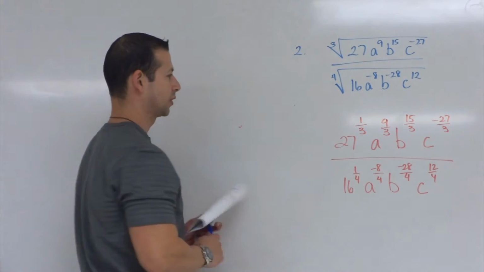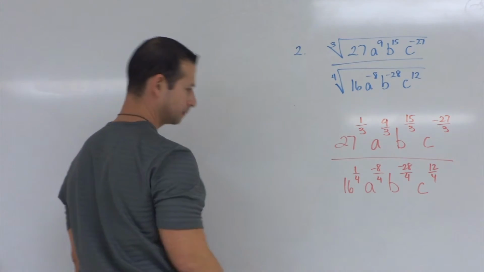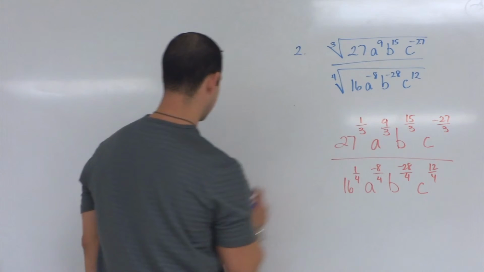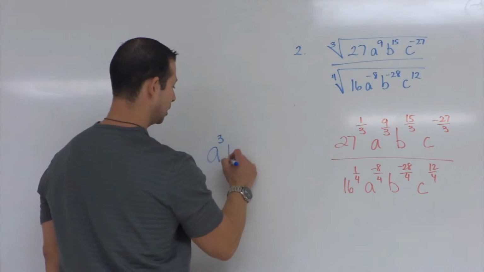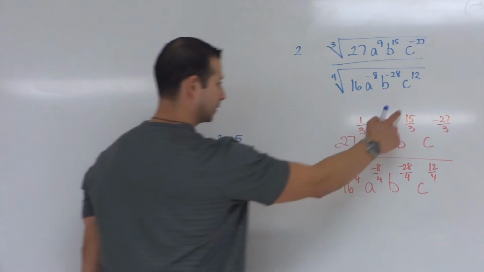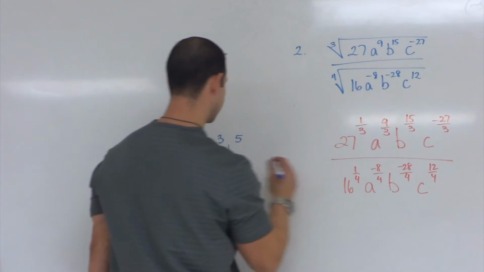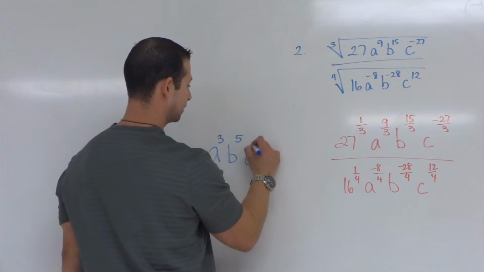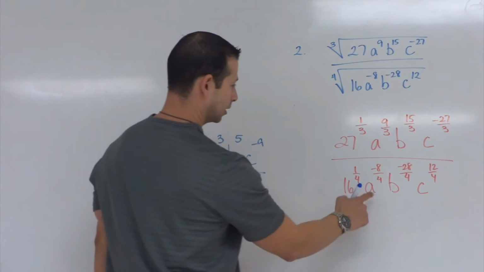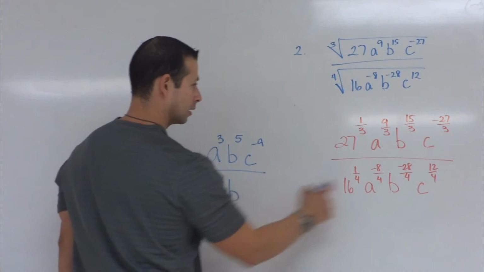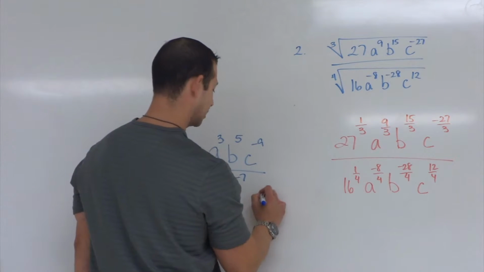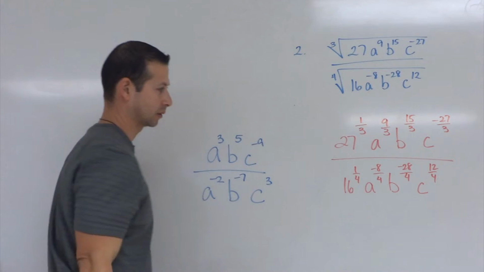Okay? 1/3, I'm going to leave that one till the end. Okay? 9 divided by 3, we're going to get a cubed, b to the 5th, 15 divided by 3. 27 divided by 3, that would be negative 9. Over here, negative 8 divided by 4 is negative 2. Negative 7, and then we're going to have c to the 3rd power.